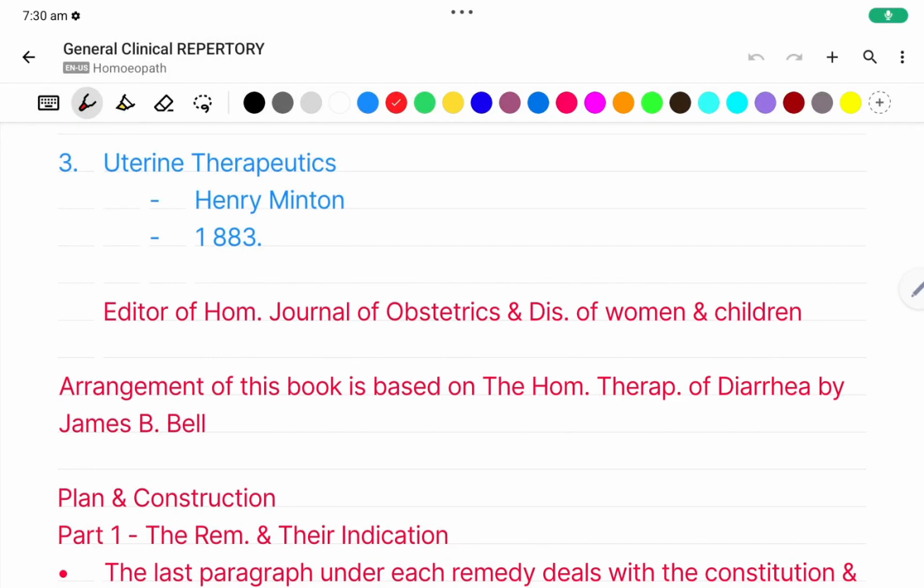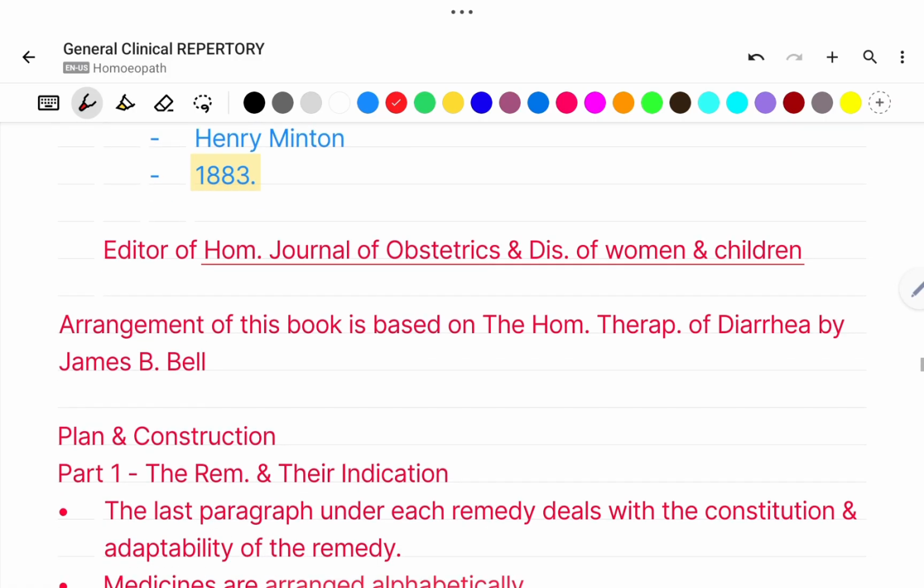Hello everyone. In the series of regional clinical repertory, our next repertory is Uterine Therapeutics by Henry Minton. It was published in the year 1883. Henry Minton is also the editor of Homeopathic Journal of Obstetrics and Disease of Women and Children. The arrangement of this book is based on Therapeutics of Diarrhea by James B. Bell.